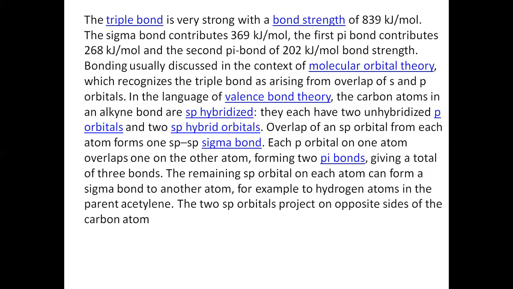The triple bond is very strong with a bond strength of 839 kJ per mole. 839 kJ per mole of energy is required to break it. The sigma bond contributes 369 kJ per mole, the first pi bond contributes 268 kJ per mole, and the second pi bond contributes 202 kJ per mole of bond strength.